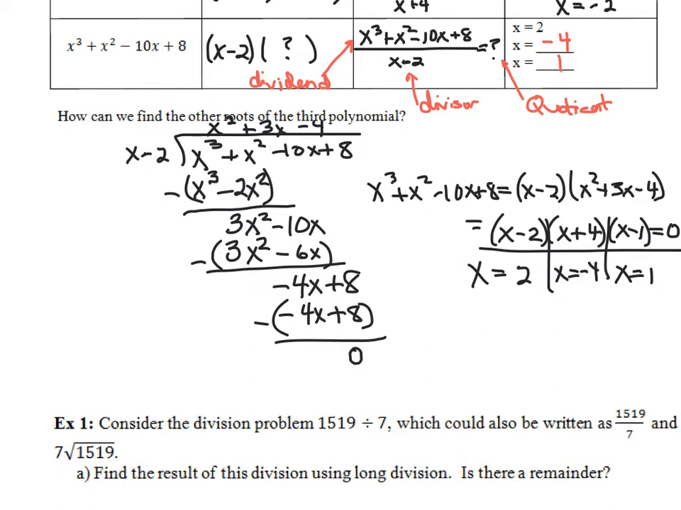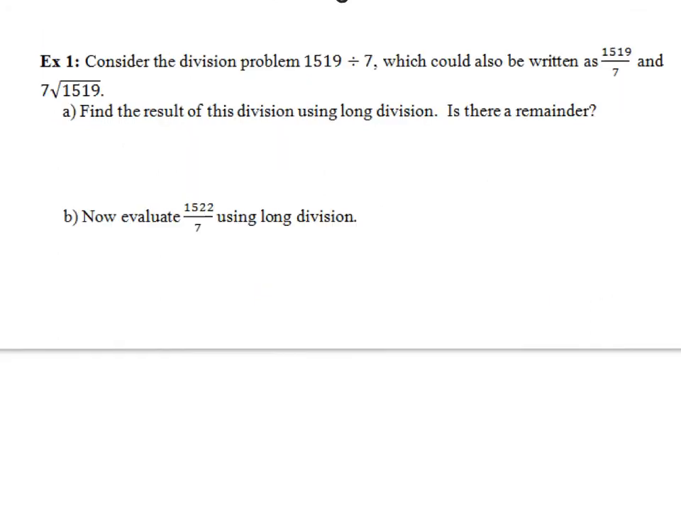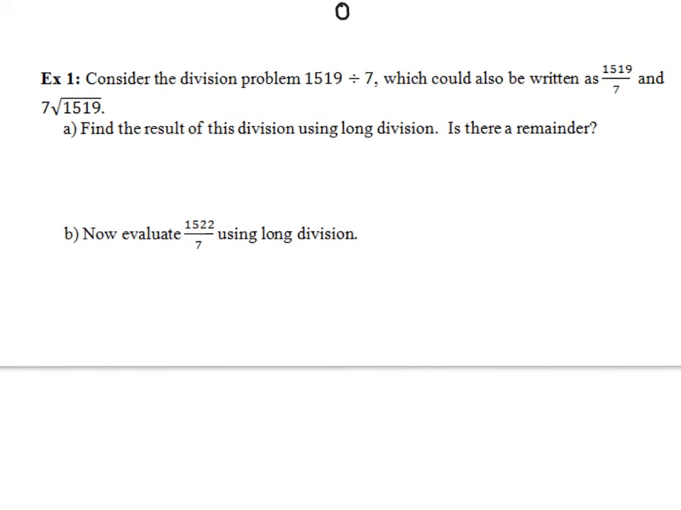And again, we've done a lot of work in then transferring that over to a graph to see what our graph of this function would look like. Now let's take a quick look back at doing a division with numbers again so that we can see how the pieces all fit together. So if I wanted to divide 1,519 and I wanted to divide it by 7, it would look something like this.